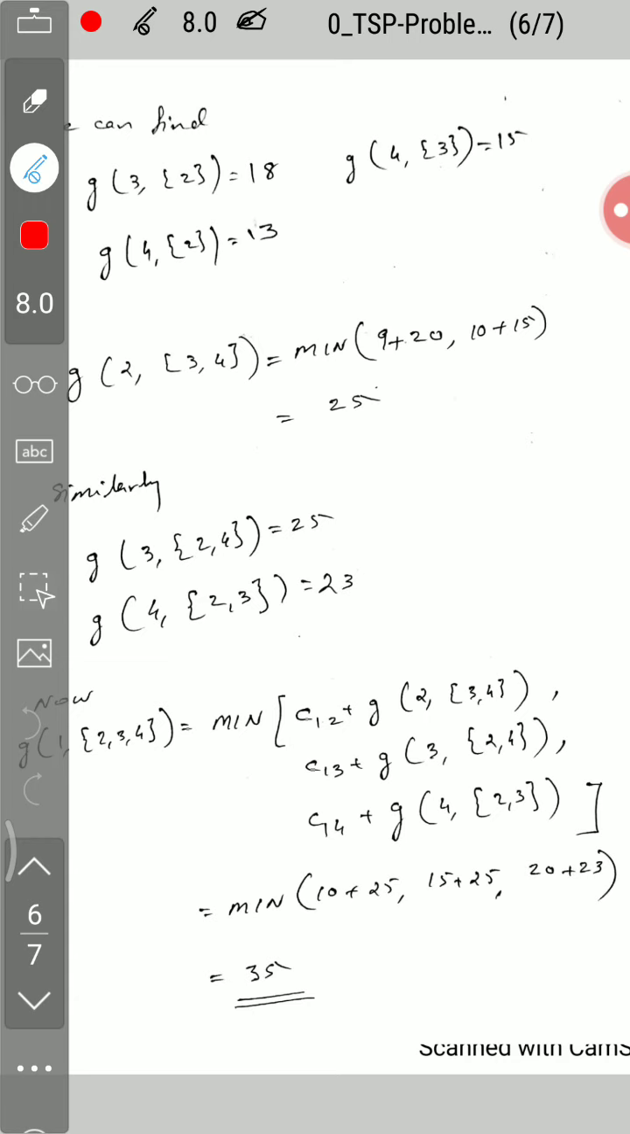So now you have to calculate the minimum of 9 plus 20 and 10 plus 15. Which is minimum? 10 plus 15 is minimum. What is 10? It is 2 to 4.